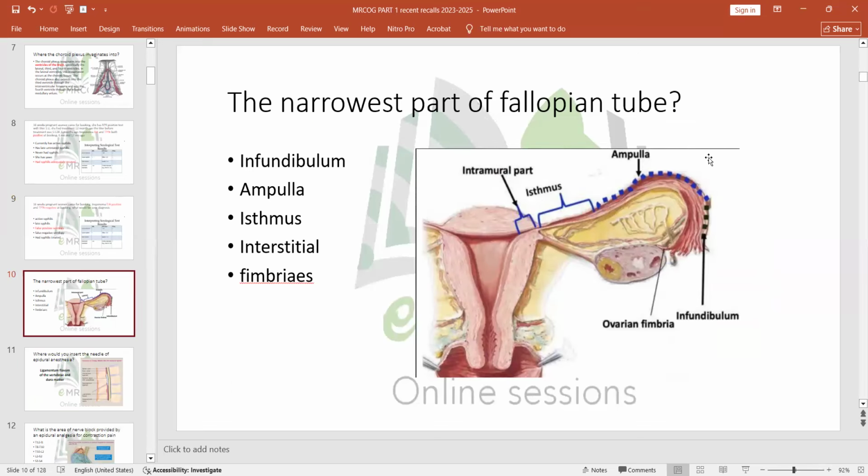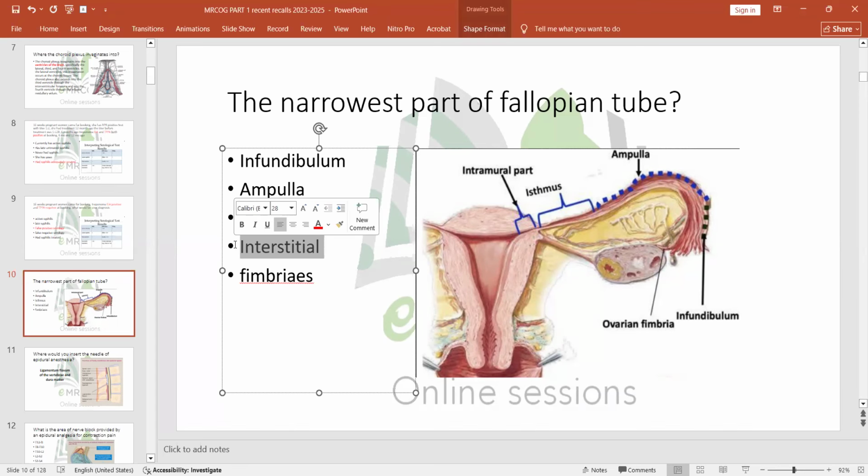Okay, another very famous question that, again, makes me furious to see wrong answers among the groups. What is the narrowest part of the fallopian tube? Very common recall, guys. This would be the intramural part or interstitial part of the fallopian tube. This one here.